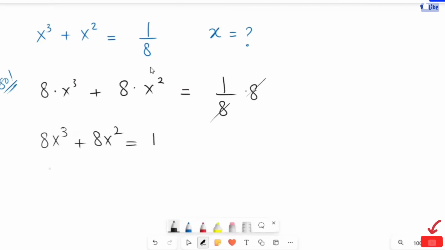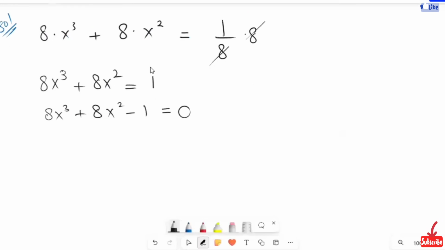Now we're going to take this 1 to the left hand side, so it will turn to a negative sign. Now here I am going to change this 8 in the form of a power. So 2 three times gives you 8, and then x cubed; 2 three times gives you 8, x squared minus 1 is equal to 0.